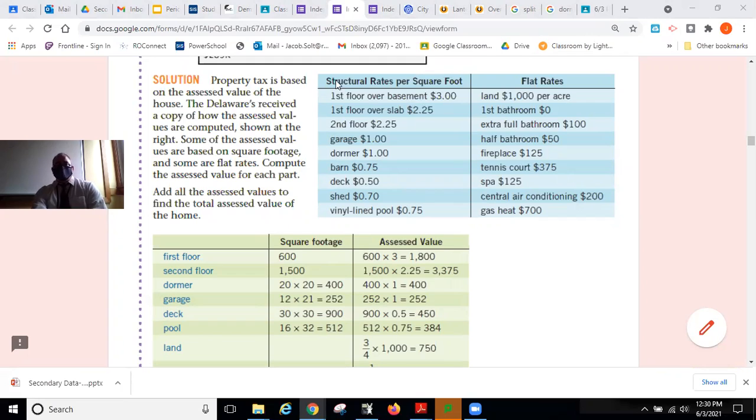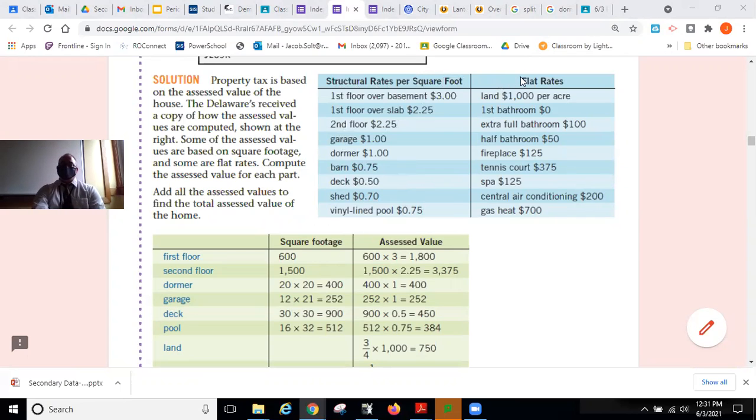They're going to get charged $2.25 per square foot of first floor that's over a slab. They're going to be charged $2.25 for every square foot of second floor they have. They're going to be charged $1 per square foot of every garage, $1 per square foot of every dormer, 75 cents per square foot for every square foot of barn they have, 50 cents per square foot for every square foot of deck, 70 cents per square foot of shed, and 75 cents per square foot of vinyl lined pool. Those are the structural rates per square foot.